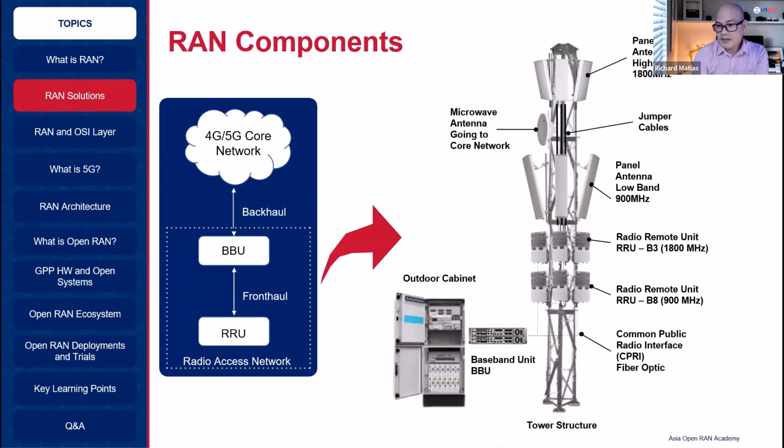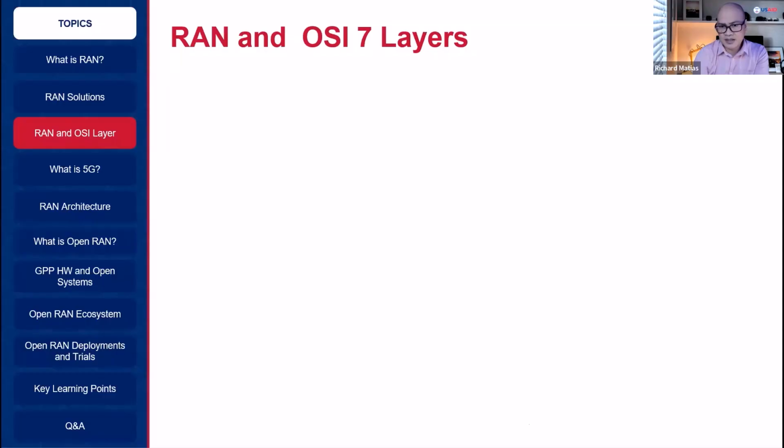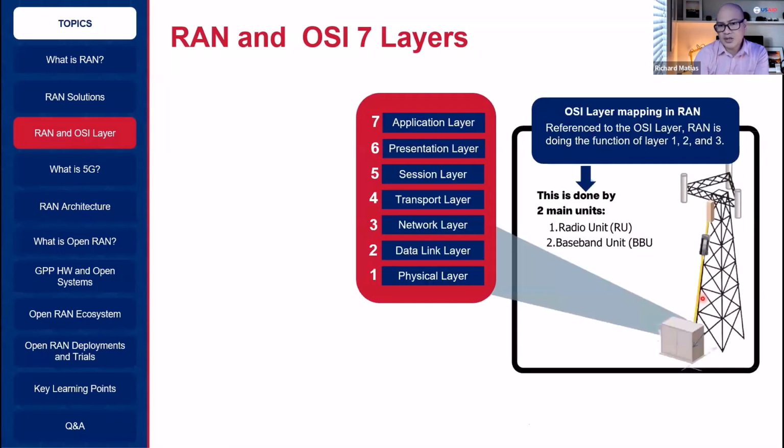Okay. So next, we'll go to the RAN and OSI layer. When we look at the RAN, radio access network, this is a typical radio access network. Then you look at the RAN equipment, particularly the radio unit and the baseband unit, and then we map it to the OSI layer.